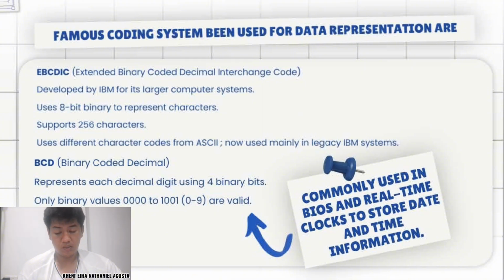And the last one is the BCD, or the binary coded decimal. This represents each decimal digit using 4 binary bits. Only the binary values 0000 to 1001, representing 0 to 9, are valid. And that is the famous coding systems that have been used for data representation.